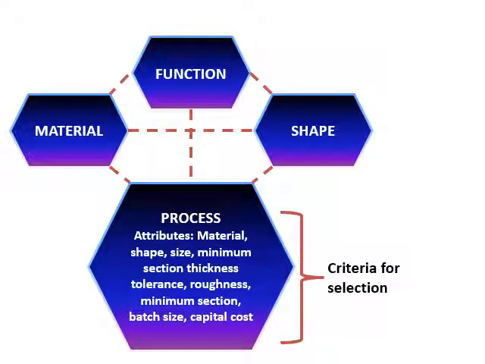As for the process selection, all these inputs are required: the function, shape, and materials. All these factors are related to each other. When one of these factors is changed, the process selection needs to change consequently. So the process attributes for the process selection will be material, shape, size, minimum section thickness, tolerance, roughness, batch size, and capital cost.